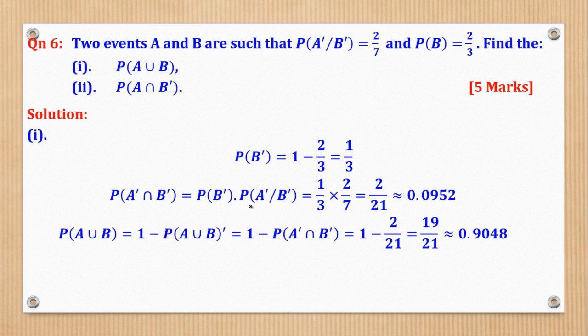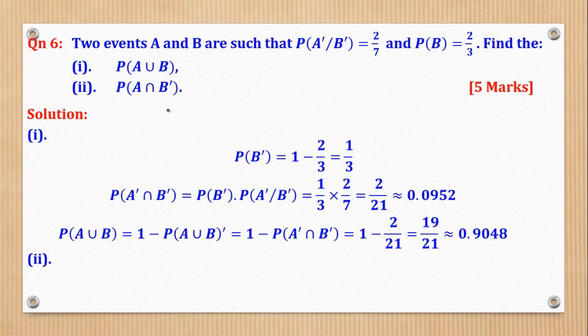So what have we done? When this complement goes inside, the sign changes. It was union, now it is intersection. And the complement was outside, now it is on each event. Then I'll substitute because I know this, and I'll be able to get the answer they wanted.